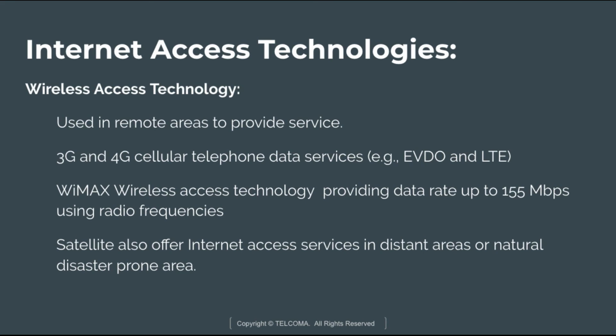The last one is wireless access technology. It is used in remote areas to provide services. It includes 3G and 4G cellular technology, telephone data services, for example EVDO and LTE. Next one is WiMAX, a wireless access technology that provides a data rate up to 155 megabits per second using radio frequencies. And the last one is satellite, which also offers internet access services in distant areas or in the case of natural disaster prone areas.